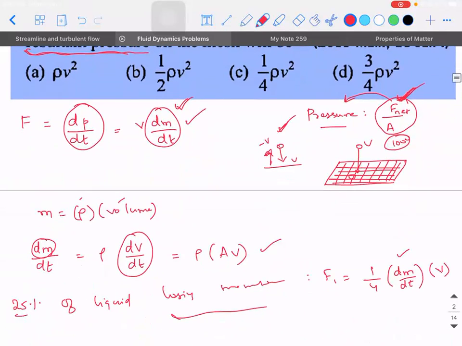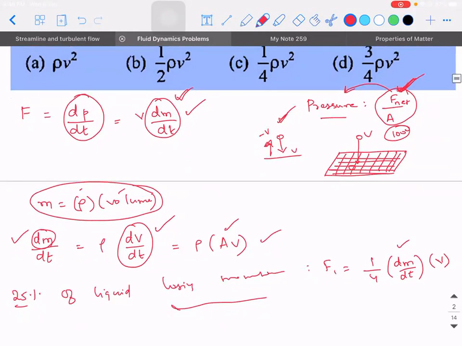So what I did is I tried to write mass in terms of density and volume. If I differentiate both the sides with respect to time, then dm by dt is equal to rho into dV by dt. So dV by dt is what? Area into velocity, because it is the rate of flow of a liquid. From here, what I'm trying to say is, they told 25% of the liquid is losing momentum. So 1/4 of the total mass dm by dt is losing its momentum. Means it fell down with a velocity of v and hit the surface and came to rest. That is the meaning of losing its momentum. So that's why I wrote it as v.